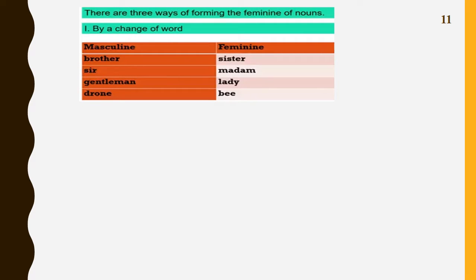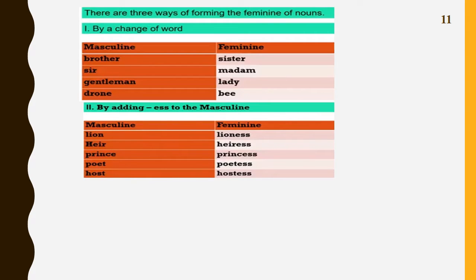There are three ways of forming the feminine of nouns. Number 1, by a change of word. Masculine, feminine: brother, sister; sir, madam; gentleman, lady; drone, bee. Here you can see that for changing into feminine, the word is changed. Number 2, by adding ess to the masculine. Now the words are the same, like lion, but we are just adding ess to make it feminine: hare, heiress; prince, princess; poet, poetess; host, hostess.